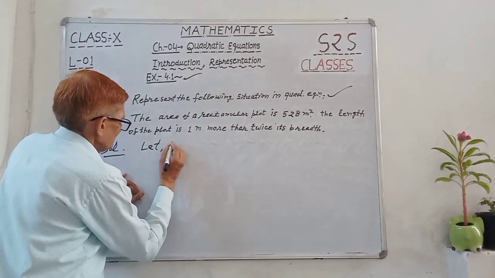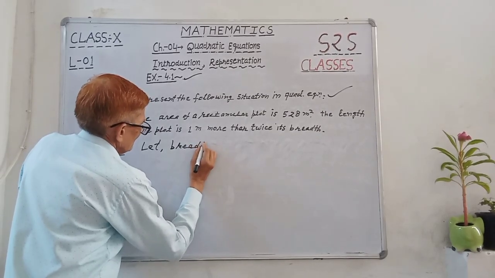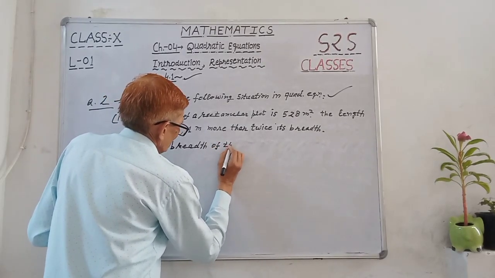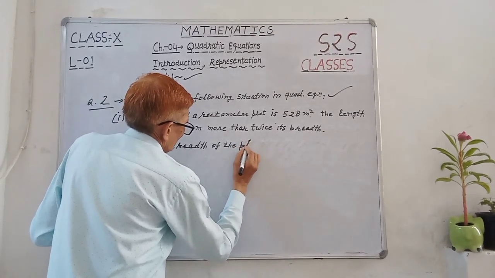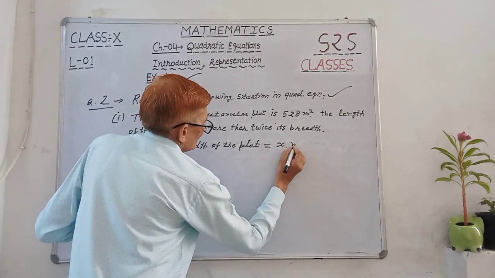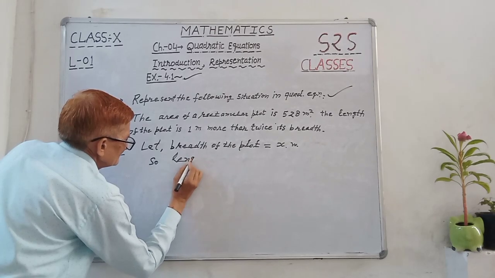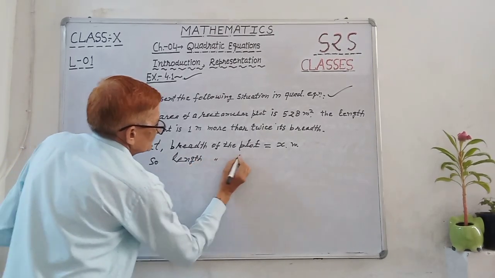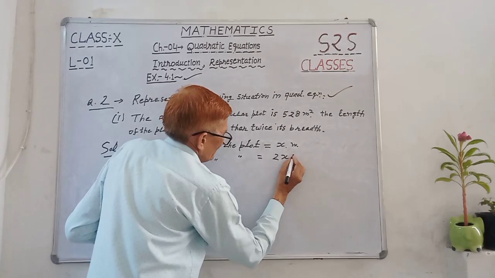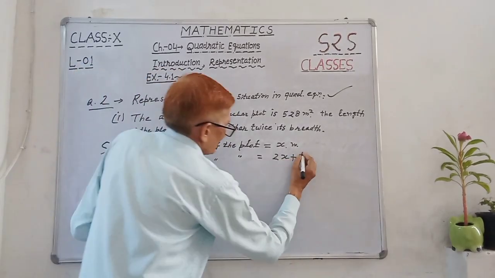Let the breadth of the plot be equal to x meter. So the length of the plot is equal to twice the breadth plus 1, that is 2x plus 1 meter.